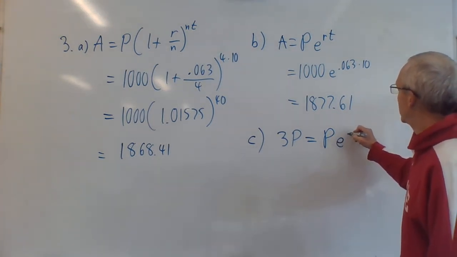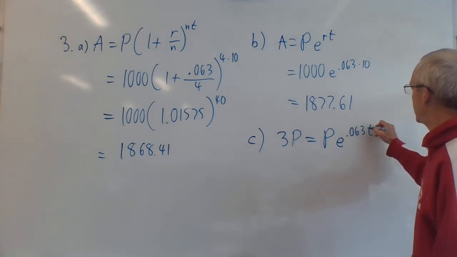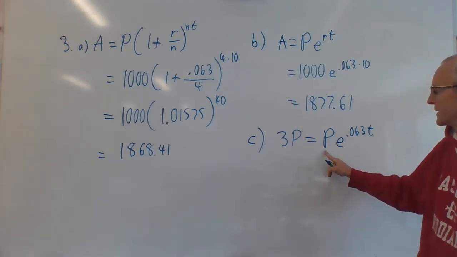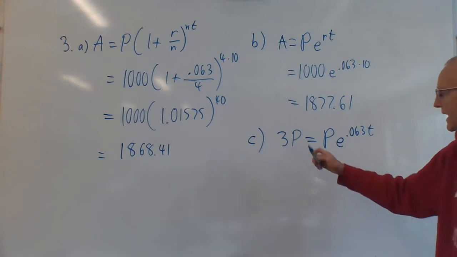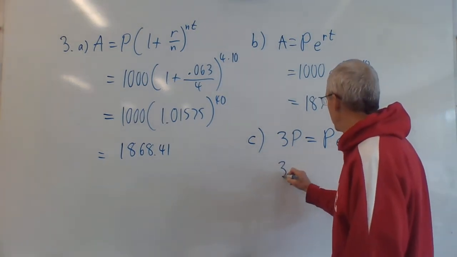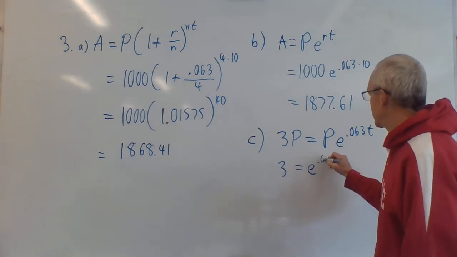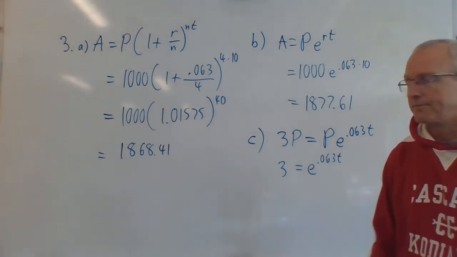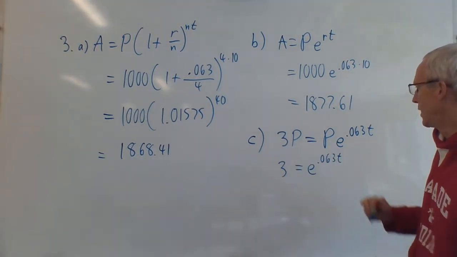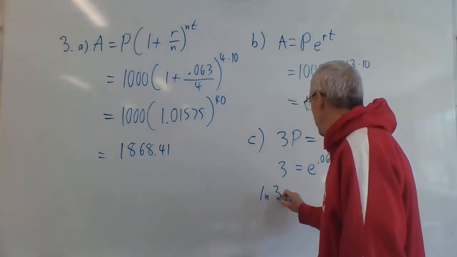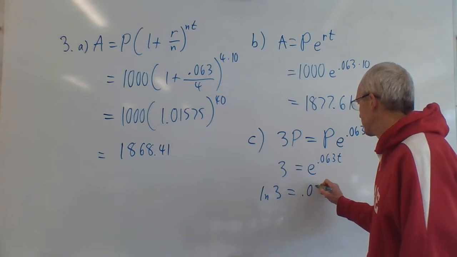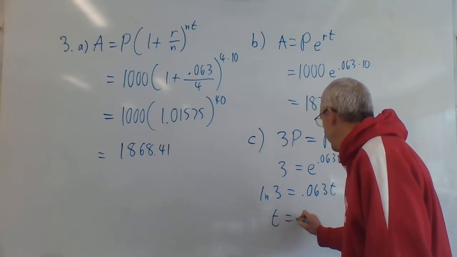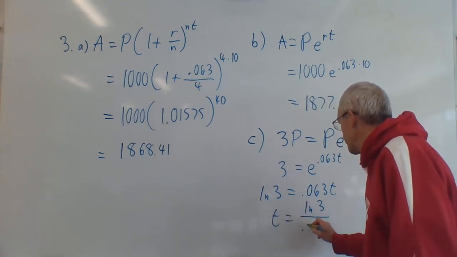P e to the 0.063 t. However much you put in, you want 3 times that. Okay, we could put in 1,000, and then we have 3,000. It's still going to be 3. Divide both sides by P, right? And we have 3 equals e to the 0.063 t. It doesn't matter what you put in, just 3 times that, because you always divide it and get 3. So we take the ln of both sides. So ln of 3 equals 0.063 t, since ln of e cancels. Or the time is the natural log of 3 divided by your interest rate.